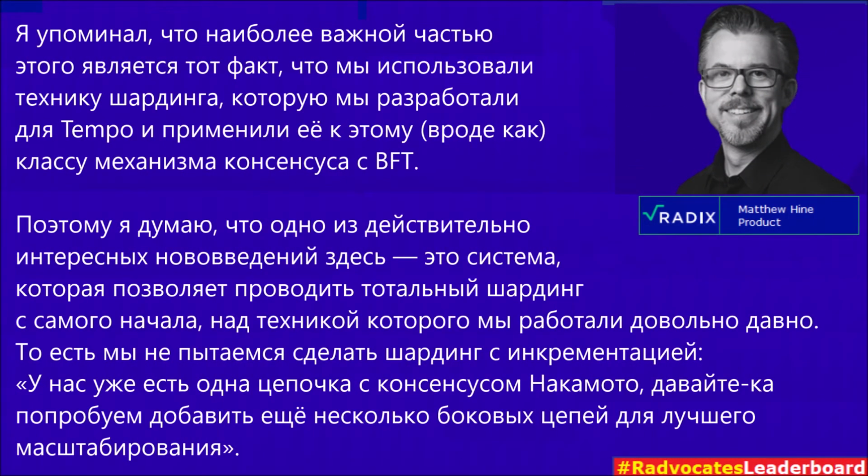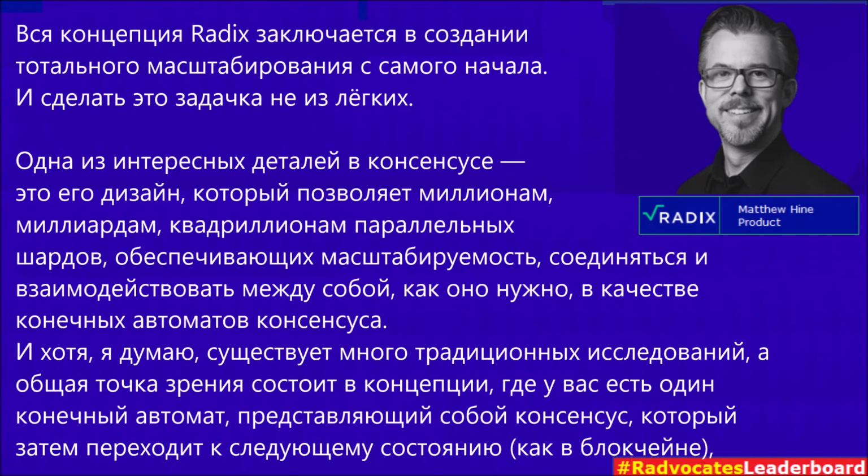You mentioned that the most important part of it is the fact that we've used the sharding techniques that we developed before for Tempo and applied it to this BFT class of consensus. I think one of the really interesting innovations about this is that the whole point of the sharding that we've been working on for quite some time is this idea of massive sharding from the beginning, not trying to apply sharding as an incremental thing to an existing single chain that's already doing Nakamoto consensus, and saying, let's try to add some side chains on that to make it scale better. The whole Radix concept is doing it at massive scale from the beginning, because that's where you need to go anyway.